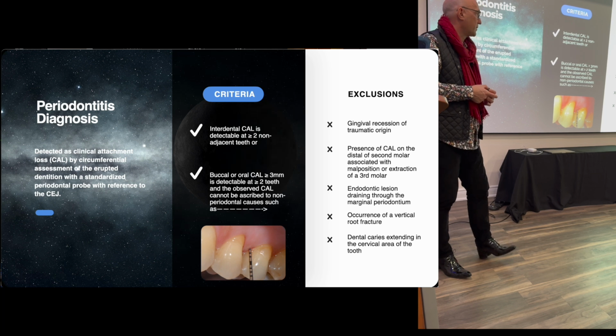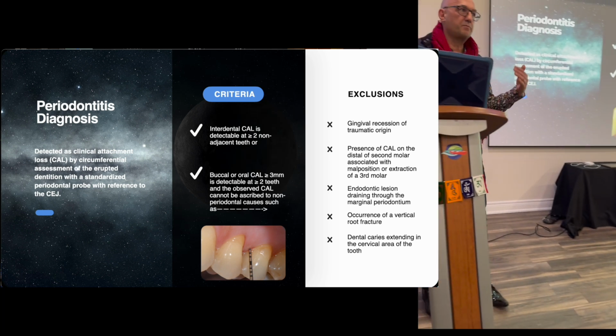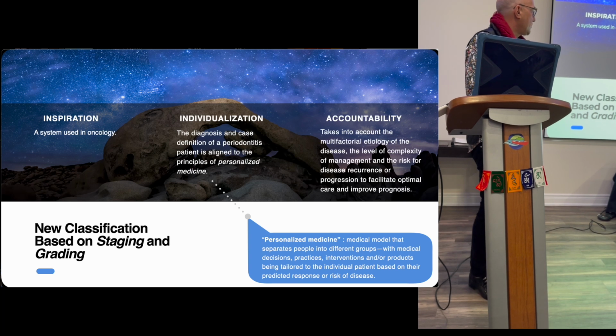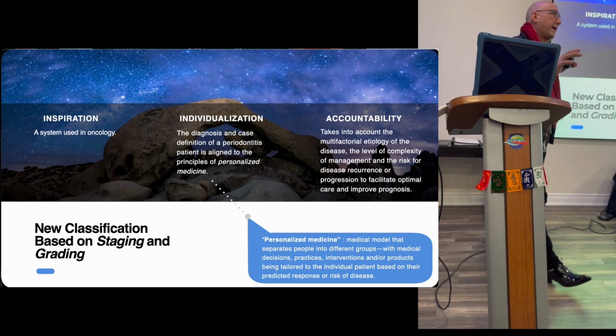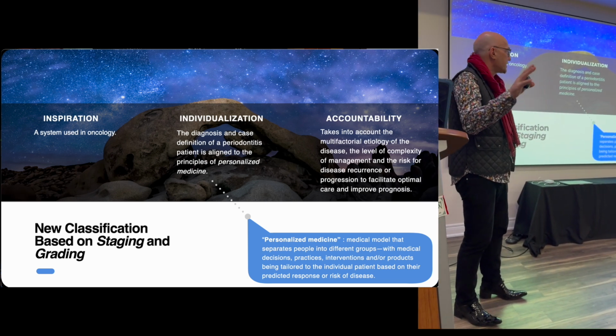A vertical fracture also doesn't count. Neither does dental caries extending into the cervical area of the tooth. So the diagnosis has been refined to these things. And the new classification is based on this staging and grading, right? And it's a personalized model. And it's something that helps determine how fast it's moving and how advanced it is.